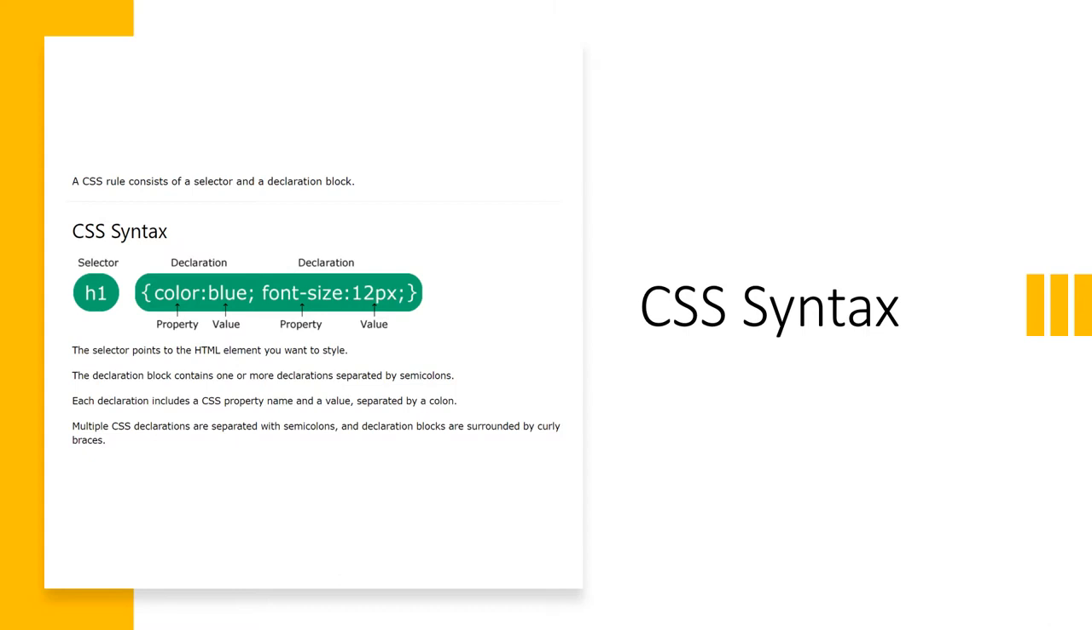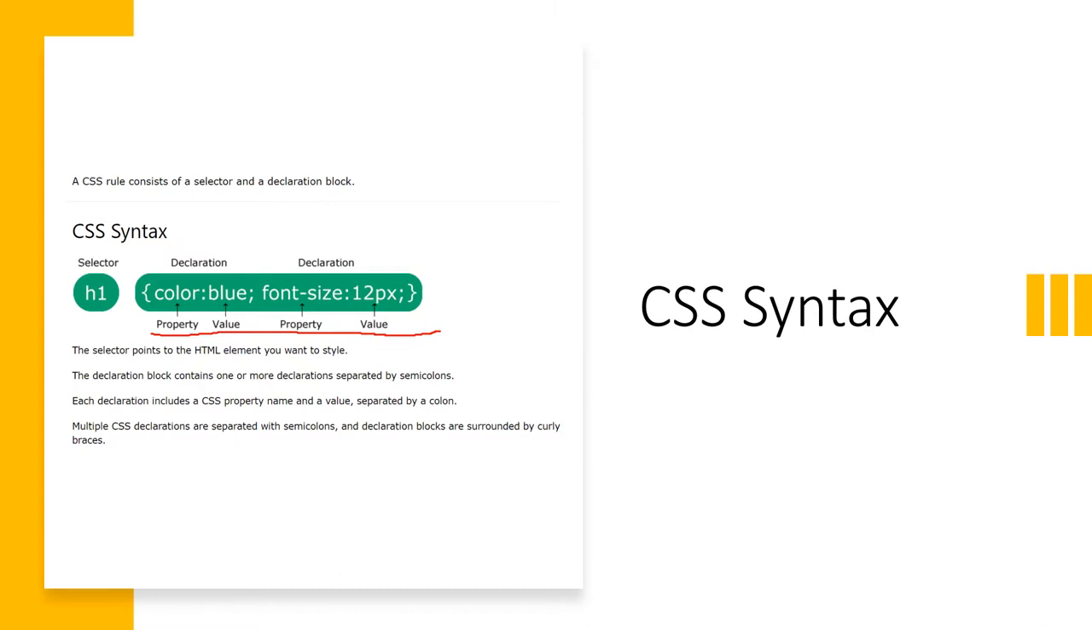Selector points to the HTML elements you want to style. The declaration block contains one or more declarations separated by a semicolon. We have to separate them by a semicolon. For the HTML element, the properties you are going to add are included in this declaration part, where we have a color property and a font size property.